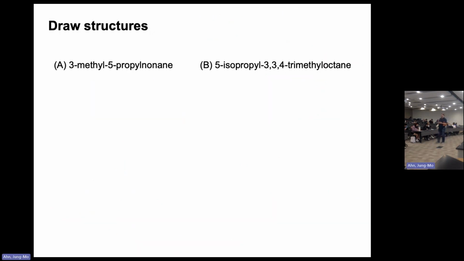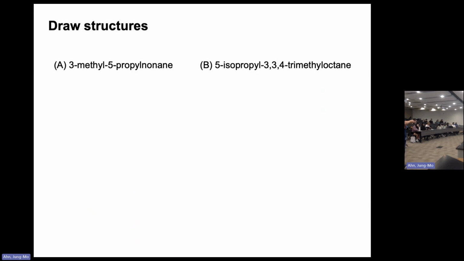What about drawing from the name? You should be able to do both things. You should give a name for the structures. You should draw the structures from the name. Drawing the structures, you just have to do it in the opposite direction.